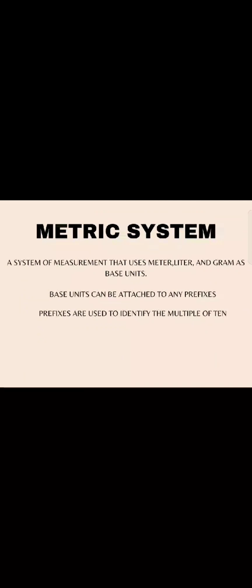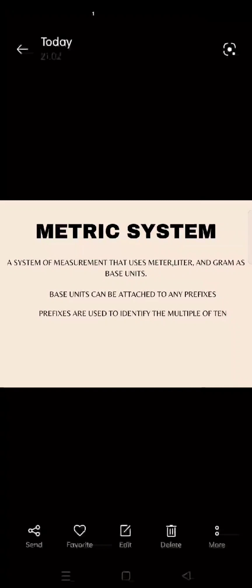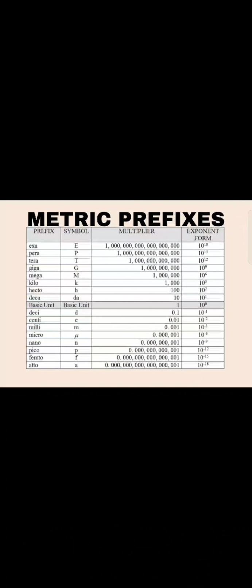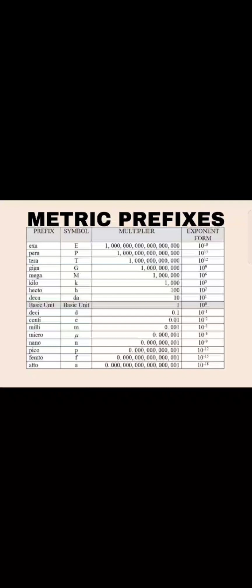And the second one is metric system. A metric system is a system of measurement that uses meter, liter, and gram as base units. Base units can be attached to any prefixes. Prefixes are used to identify the multiples of 10. So here are the metric prefixes. Here are the prefix, symbol, and the values in exponent form.